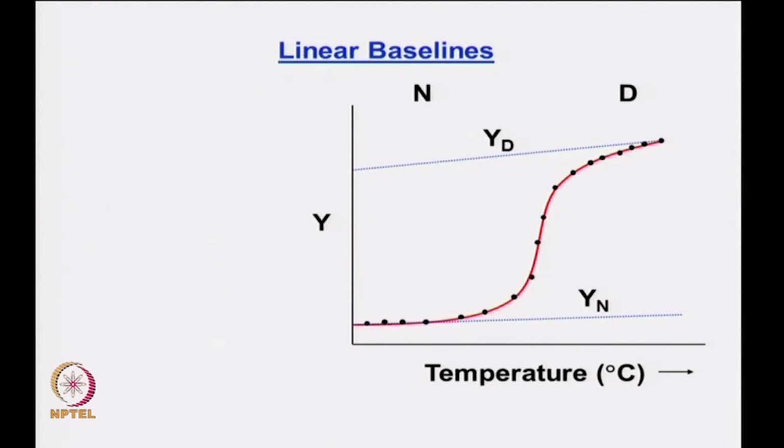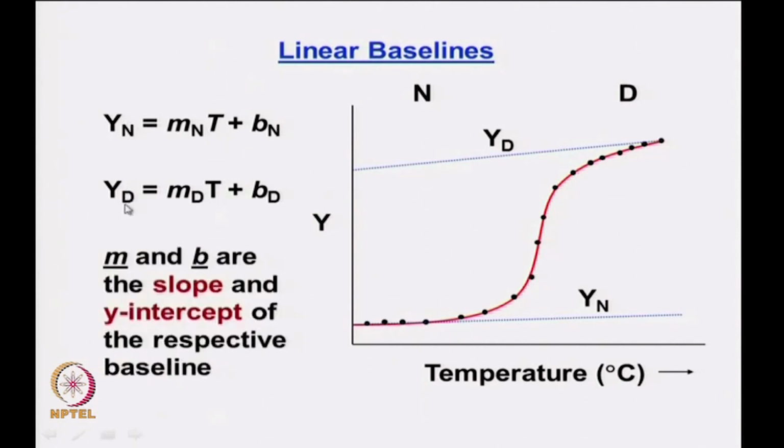But you see, when I am varying temperature, what is happening? You can see these lines are not parallel to the temperature axis, that means they have well-defined slopes. So what you do is you define your Yn and Yd in this form, that Yn is equal to mn times T plus bn, right. So again, what is Yn? Yn is the signal we are getting from the pure native state.